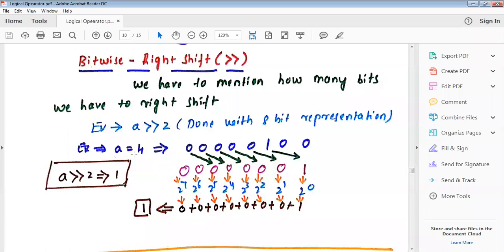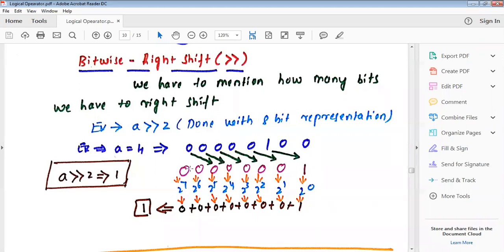Take the example a = 4. This 4 is a decimal value, and you have to convert it into the binary value. After converting into binary, the answer is 0, 0, 0, 0, 0, 1, 0, 0. Now you apply the condition. What is the condition? a >> 2. So 2 bits you have to shift to the right side.